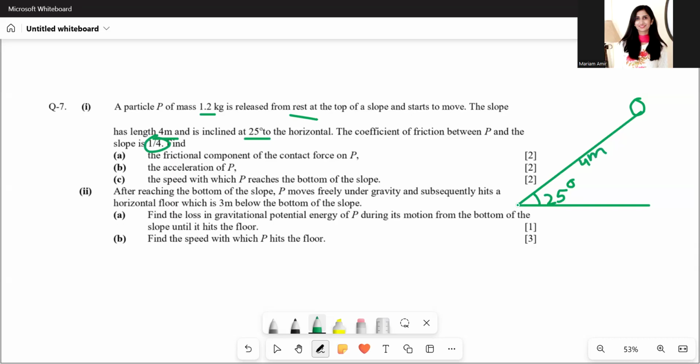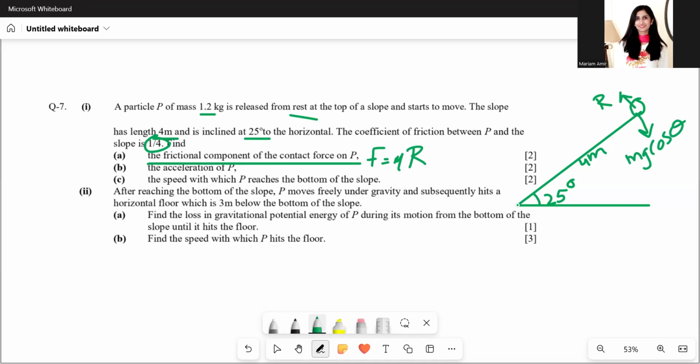Part A says find the frictional component of the contact force. What are they asking for? Friction. What is friction equal to? So you have to find it. You're given the value of mu. In fact, you need R. R will be in this direction. Opposite to it we have the component of weight, the cos component of weight, which is mg cos theta. So R is mg cos theta.